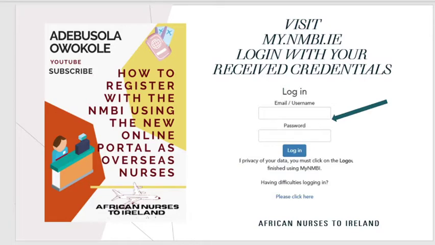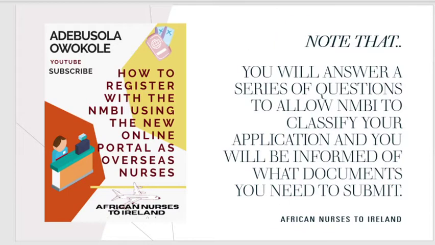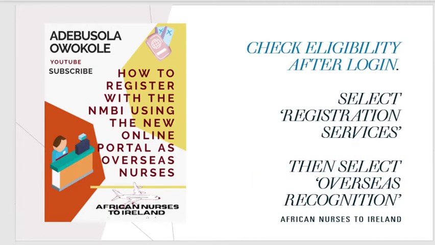So what you need to do is, with your login credentials that you've received via email, visit mynmbi.ie and fill in your details, then click on login. Now you have your credentials, so you need to fill in those details, then log in. After logging in, you will answer a series of questions just to allow NMBI to classify your application, and you'll be informed of what documents you need to submit. It's always good at the start to check your eligibility after login.